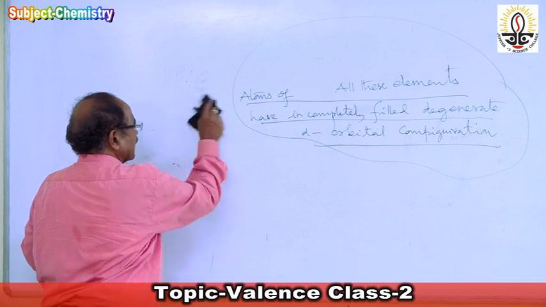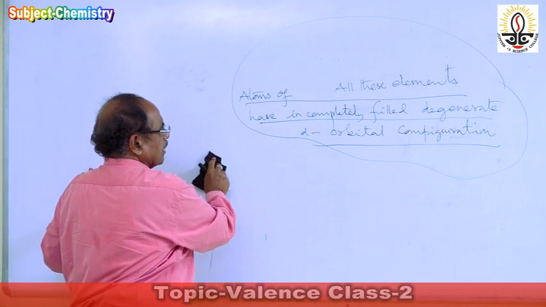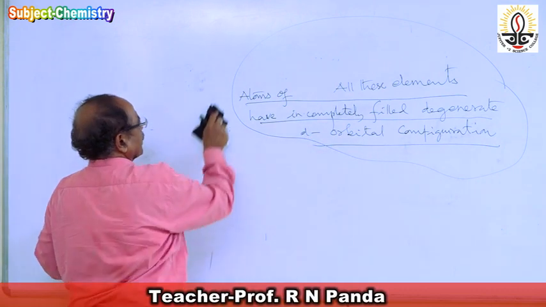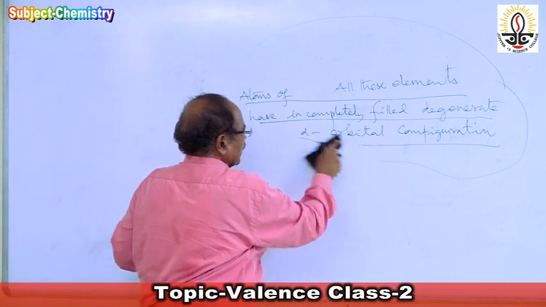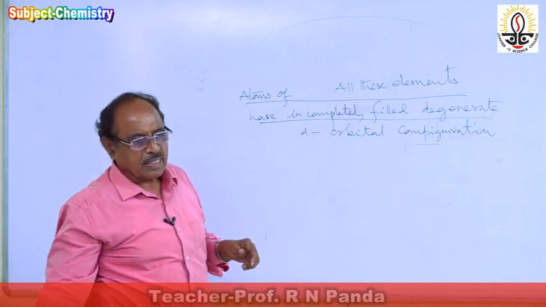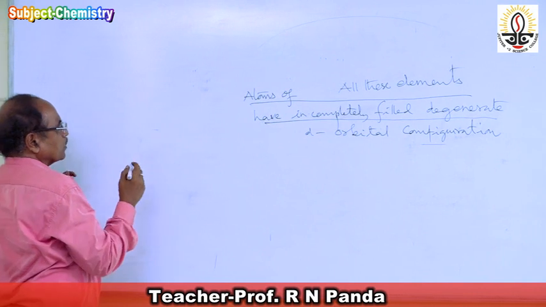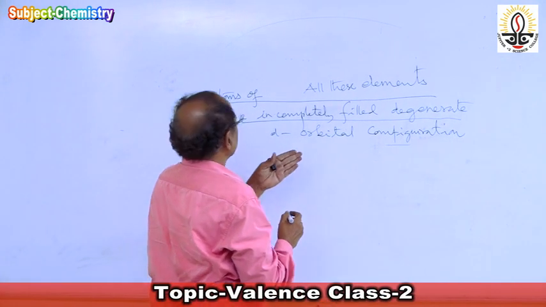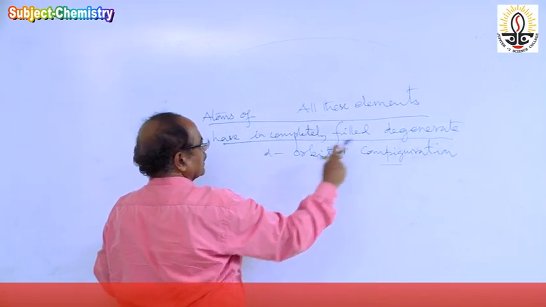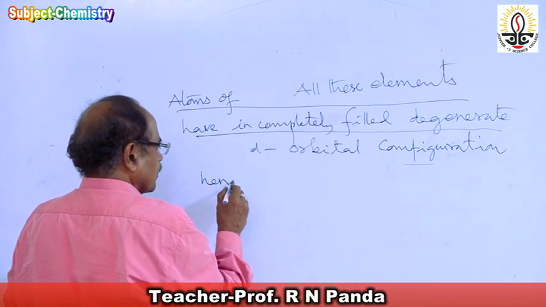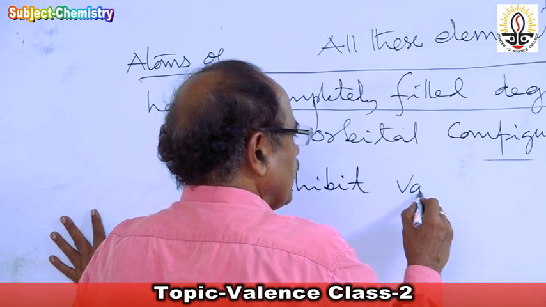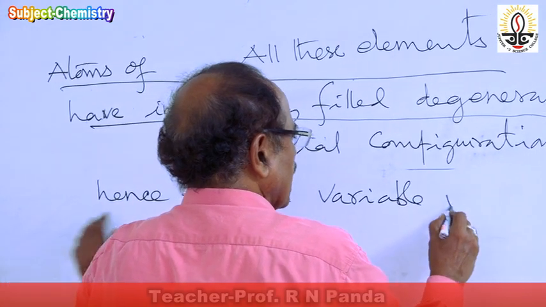All these elements are highly electropositive metals, and they exhibit variable valency because of their incompletely filled degenerate d orbital configuration. Hence they exhibit this variable valency. Now I'll come to one example. The atoms of all these elements have incompletely filled degenerate d orbital configuration, hence they exhibit variable valency states.